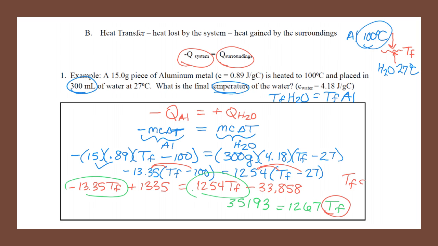TF should give me 27.8 degrees Celsius. The water started at 27 degrees Celsius and ended at 27.8 degrees Celsius, only an increase of 0.8. The aluminum went from 100 all the way down to 27.8. So this final temperature right here is 27.8 degrees. Just like we talked about, water has a high specific heat value, so the temperature doesn't change very much. Aluminum has a very low specific heat value, so the temperature can change quite a bit.